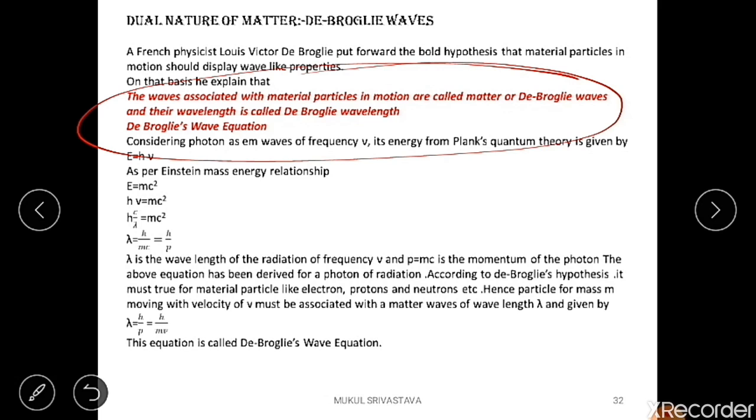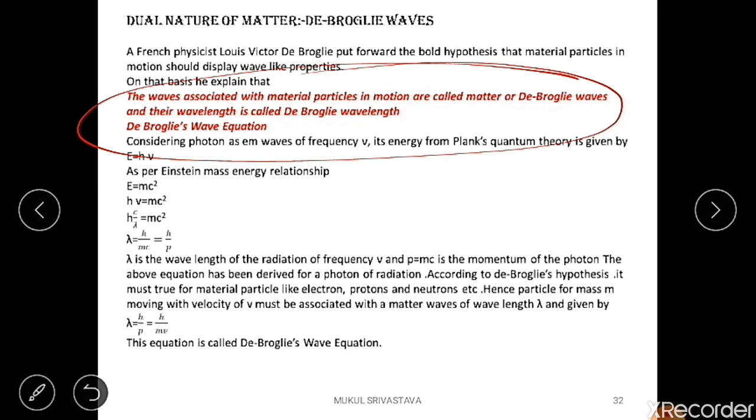Now we are going to prove the de Broglie wave equation here. Considering a photon of an electromagnetic wave of frequency nu, its energy from Planck quantum theory is given by E equals h nu. Now, as per Einstein mass energy relationship, E equals mc square, and we are going to equate this value of E in the equation E equals h nu.